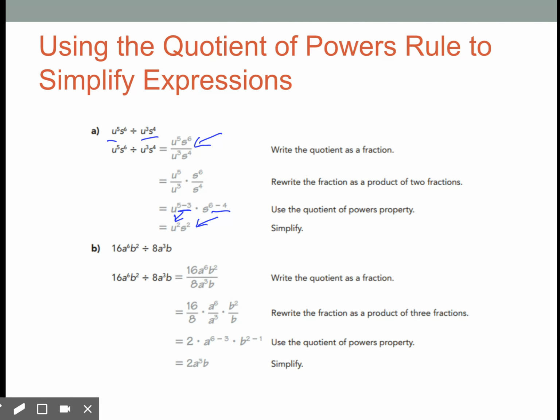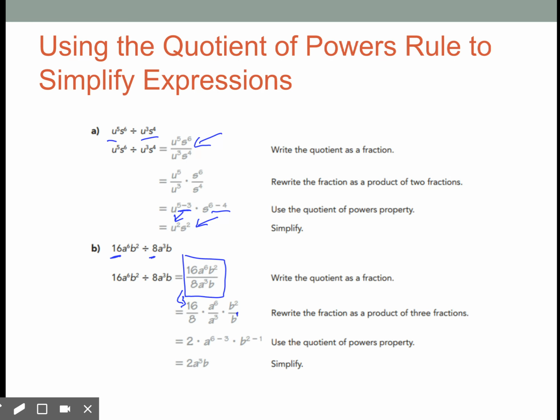In part B, they add some coefficients, 16 in the first term and 8 in the second. Again, write the quotient as a fraction. It's going to help you line up like terms a little bit better. And then you're going to separate everything out with like terms. The 16 and the 8 here are like terms. Anytime you're just dealing with numbers, they're like terms. Then you have a to the 6th divided by a to the 3rd power, b squared divided by b. Remember, no exponent? We add a 1 there because a 1 is implied.